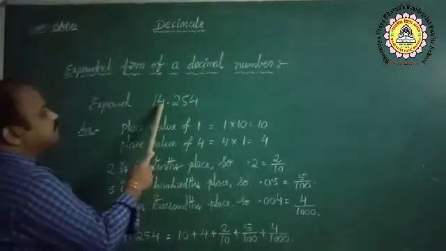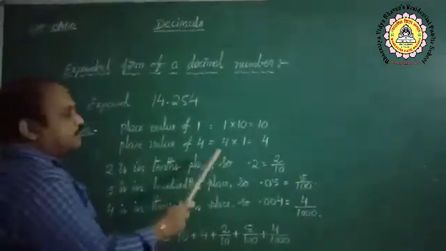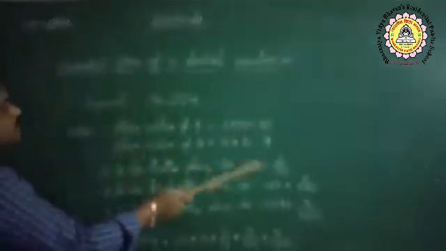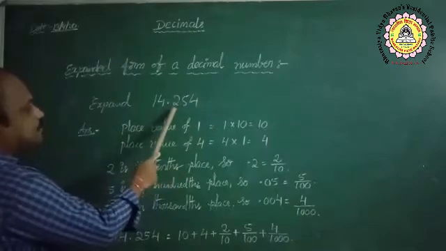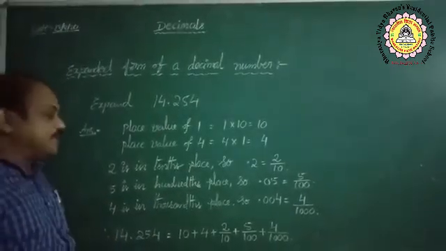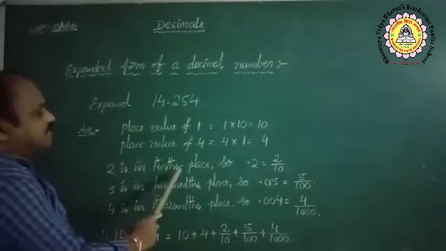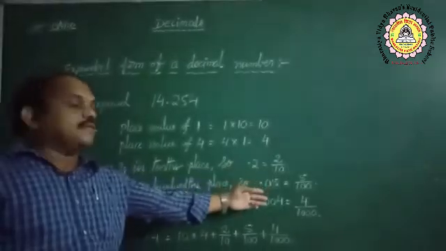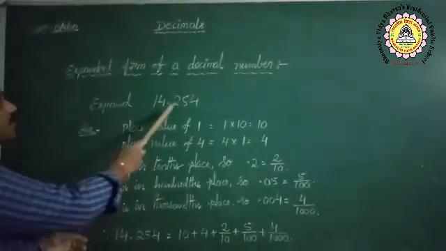Next, the place value of 4. 4 is in ones place, that's why 4 into 1, 4 ones are 4. Okay, we got here 10 and 4. Now let's come to the decimal right side. What is there? 2. Where is 2? 2 is in tenths place. So 0.2 is equal to what? 2 by 10.